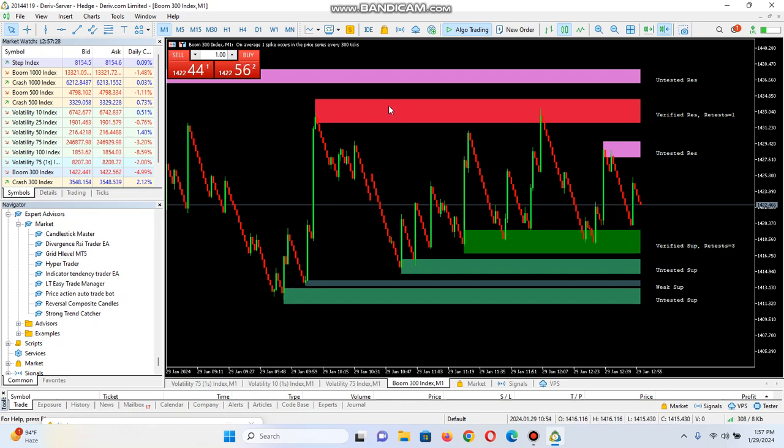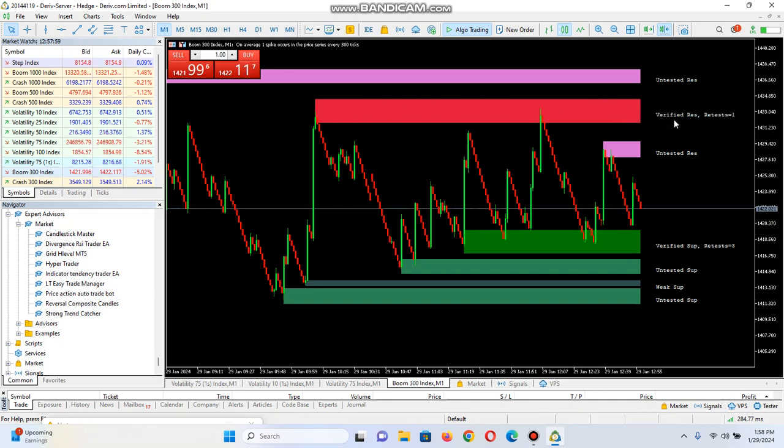Then you see, they have different categories of this thing. We have the untested resistance, we also have weak resistance, then we have verified resistance. So what is the difference between these three? Verified resistance implies that it is a resistance that has a high magnitude of force of sellers. It's a boundary where the sellers have a higher momentum to change the movement of the buyers from the upside to the downside. So every verified resistance is a strong zone.